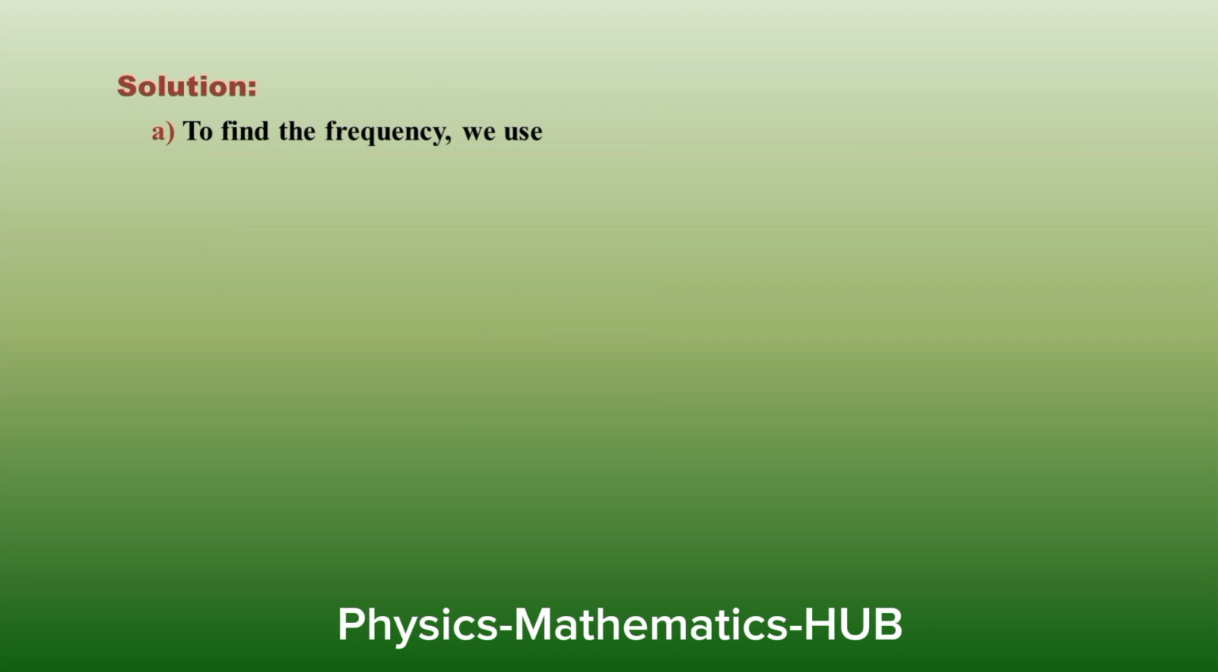The first step is to find the frequency, which tells us how many cycles the propeller completes per second. The formula for frequency is pretty simple. It's the number of cycles divided by the total time taken. Therefore, f = N / t, where f is frequency, N is the number of cycles, and t is the total time taken.